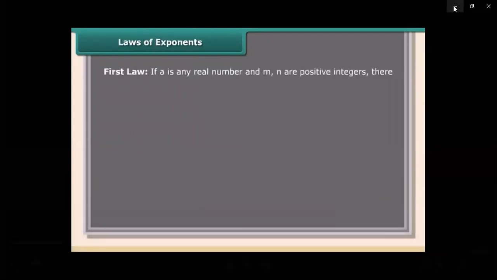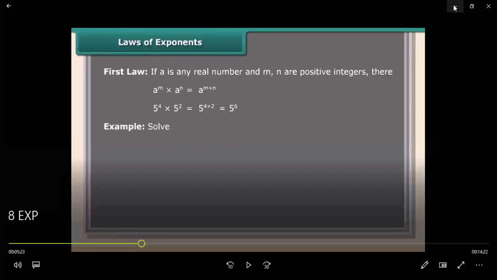So the first law, you can easily observe over here, is that if a is any real number and m and n are positive integers, then a raised to the power m into a raised to the power n can be written as a raised to the power m plus n. Okay, very important law, you have to memorize it. And we can see a few examples based on this. The first one is 5 raised to the power 4 into 5 raised to the power 2 equals 5 raised to the power 4 plus 2, that's equal to 5 raised to the power 6.